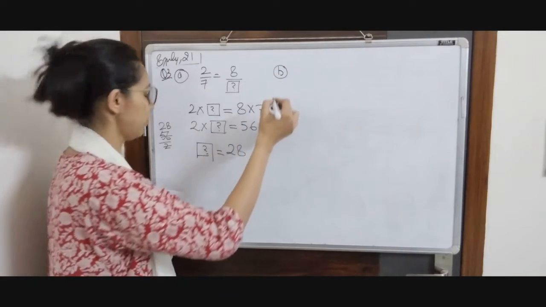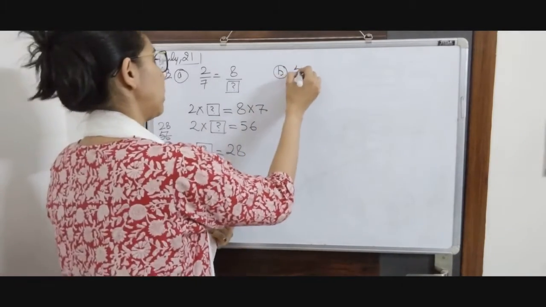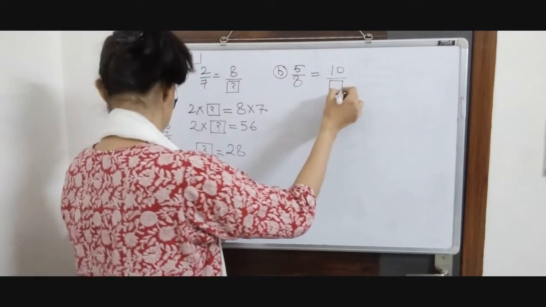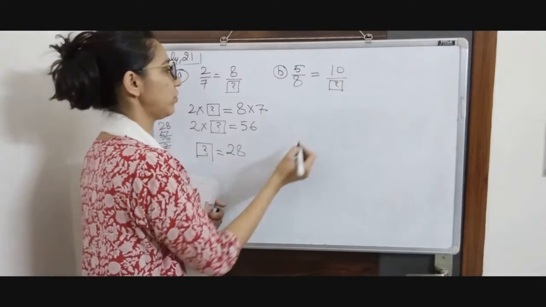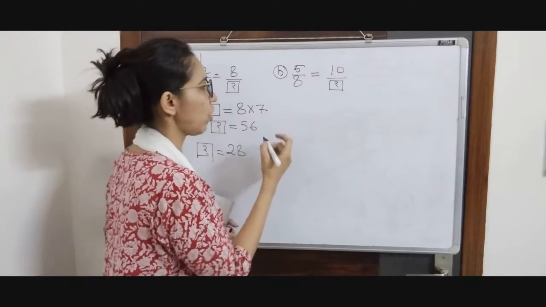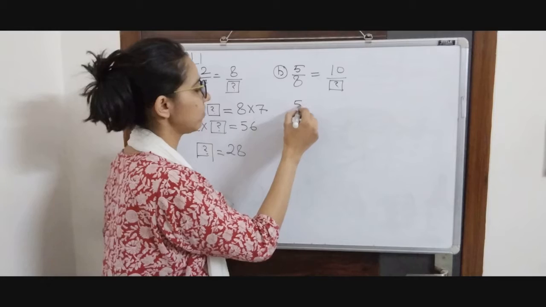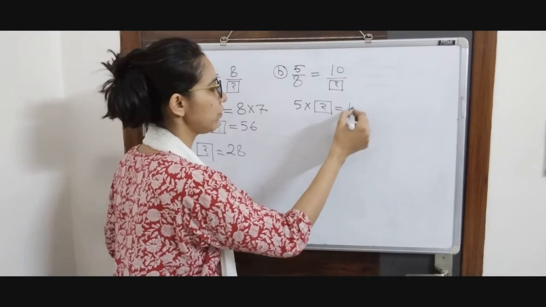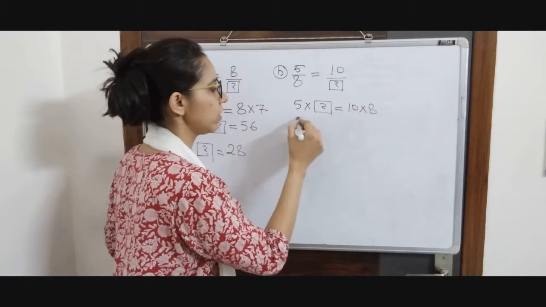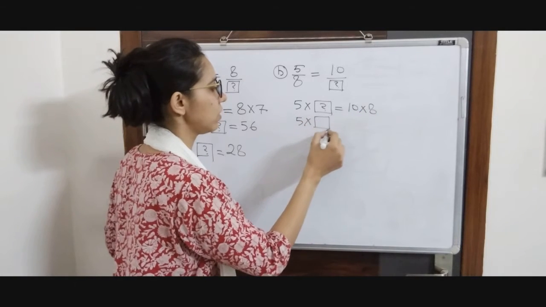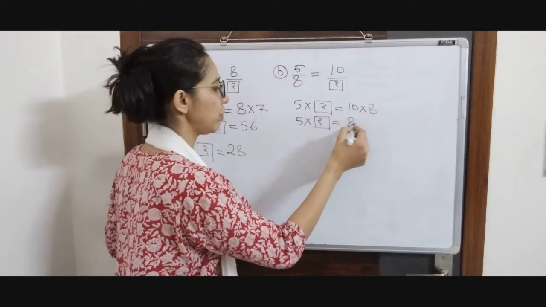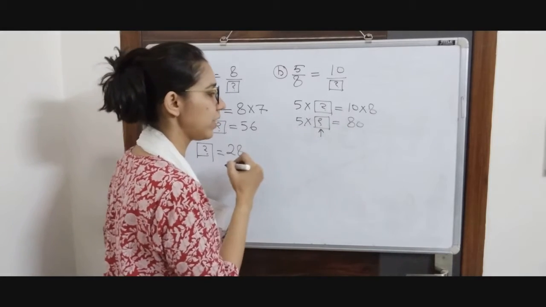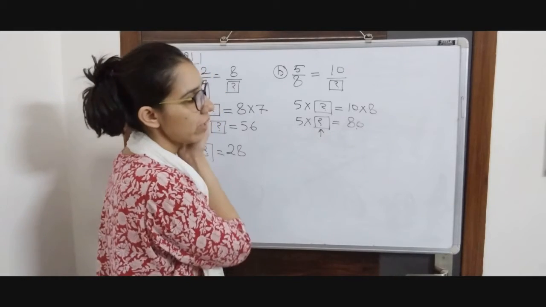Next, B part is 5 by 8 is equal to 10 by box. Okay, so we have to find out this number. We will use cross multiplication and we will find that this number when multiplied by 5 will be equal to 10 into 8, or you can say that this number when multiplied by 5 is going to be 80. So we have to find the number which when multiplied by 5 will give 80.